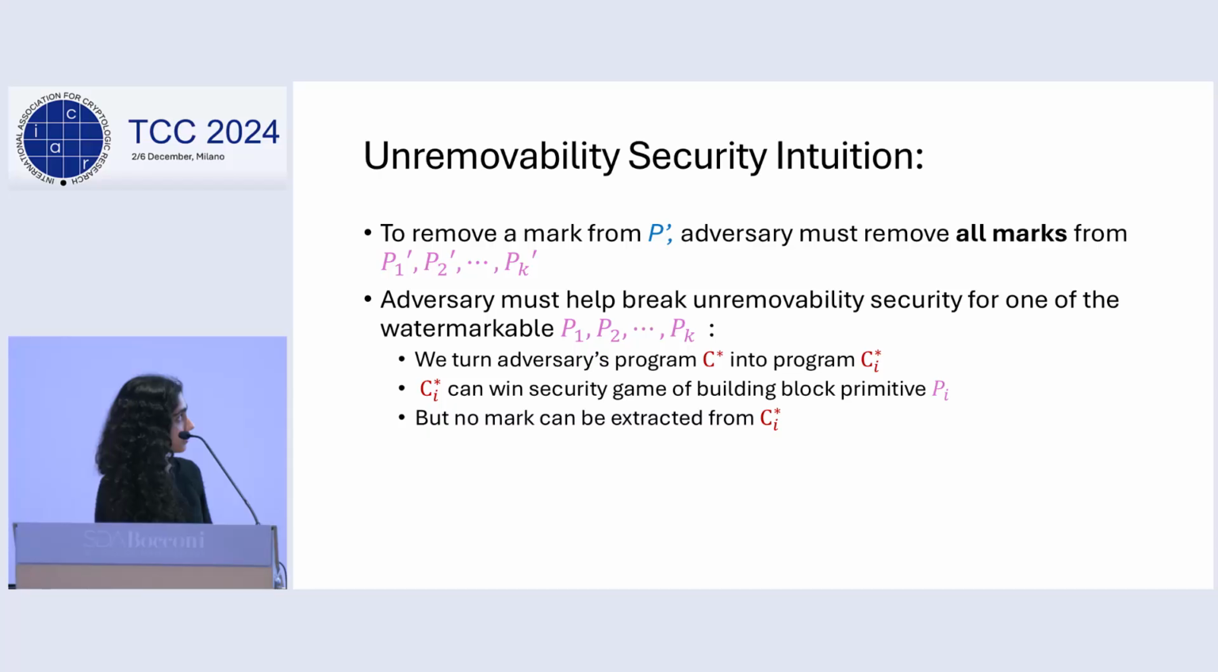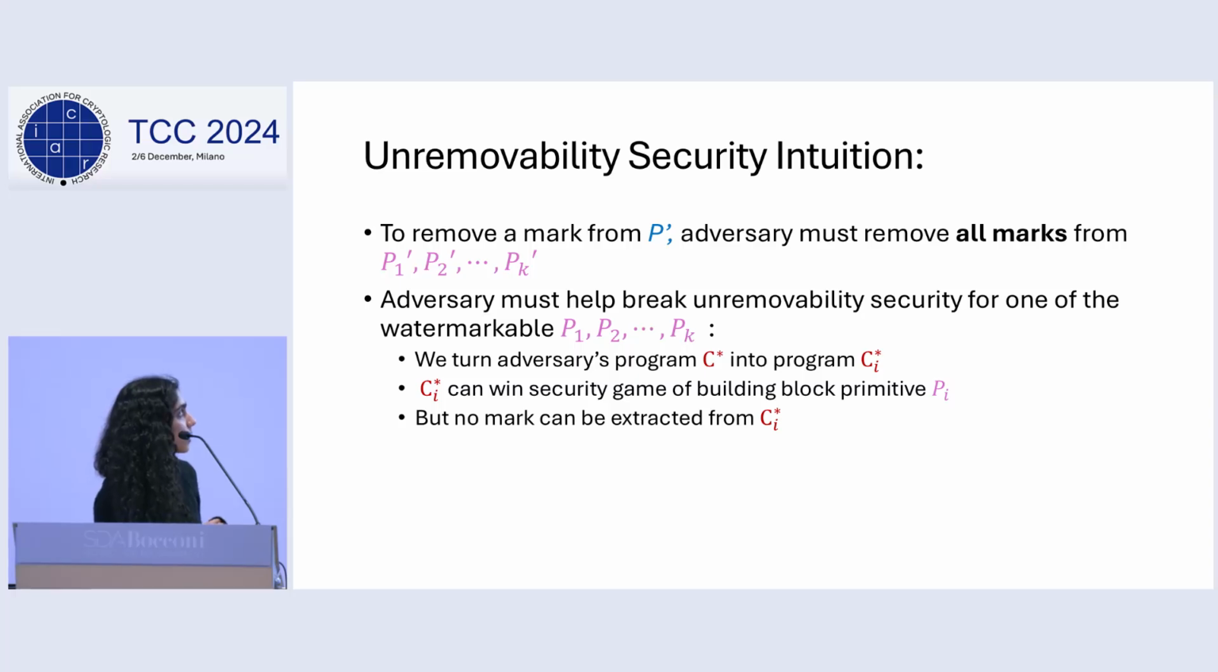So now going to the unremovability security intuition. We want to say that if there exists a circuit C star which wins the security game for our target functionality P, then it must extract a mark M. And the intuition for this is a reduction to the unremovability security of one of the underlying building blocks.